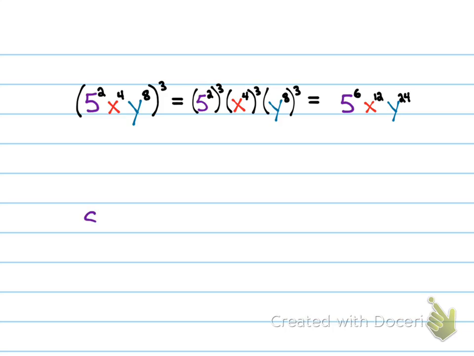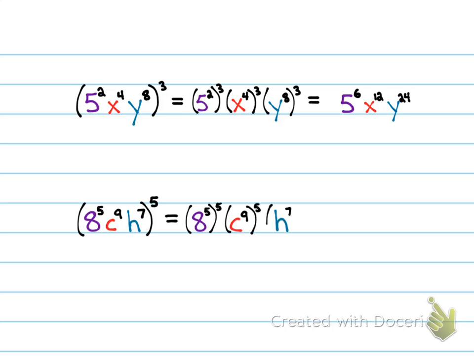So let's look at another one here. I've got 8 to the 5th, c to the 9th, h to the 7th, and all of those we're going to raise to the power of 5. So I'm going to give that 5 to each one. So I'll have 8 to the 5th to the 5th, c to the 9th to the 5th, and h to the 7th to the 5th. And then we're going to use our power rules. So 8 to the 5 times 5 is 8 to the 25th. C to the 9 times 5 is c to the 45. And h to the 7 times 5 is h to the 35th.